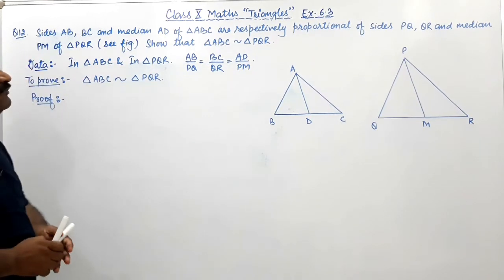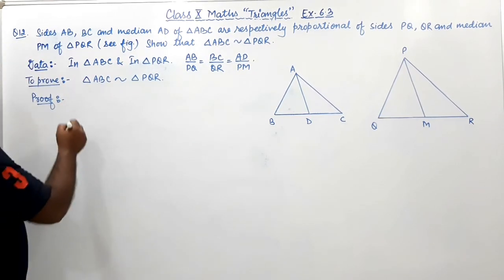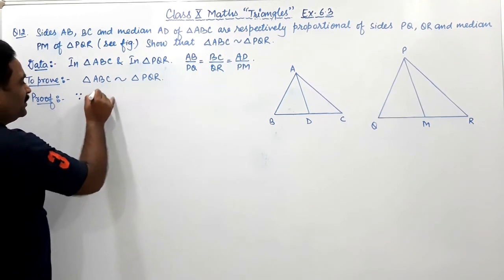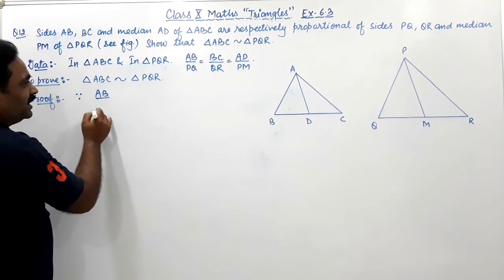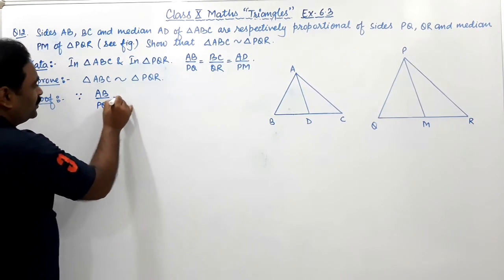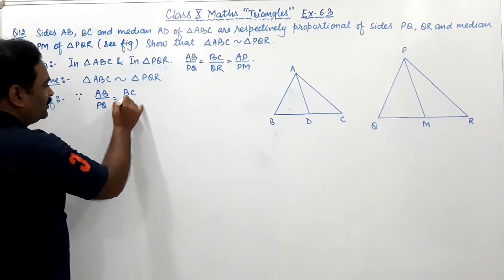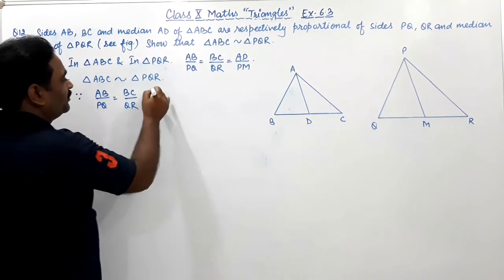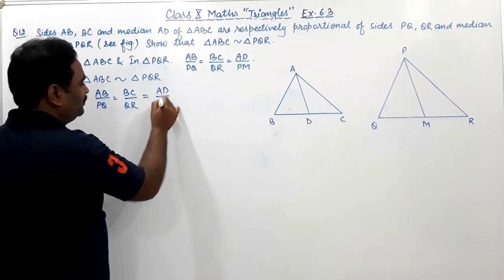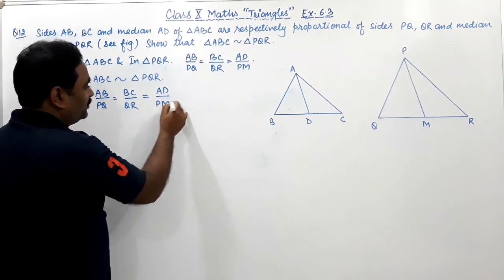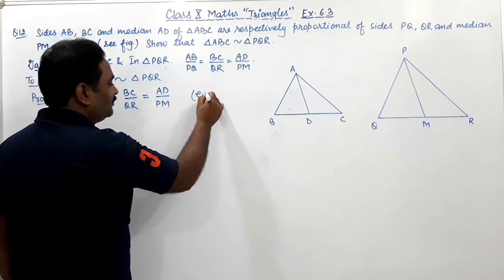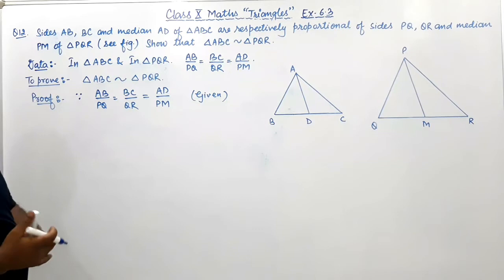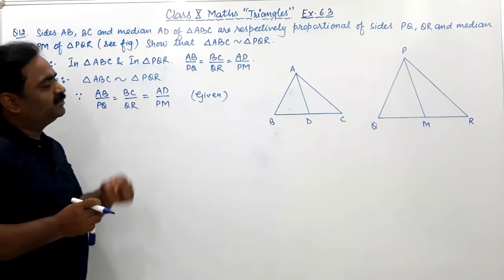So in this also we have to start with the given information. So since AB upon PQ equals BC upon QR equals AD upon PM. AD upon PM. Any problem? This is given. It is given to you in the question. Okay. Now just think about BC and QR.